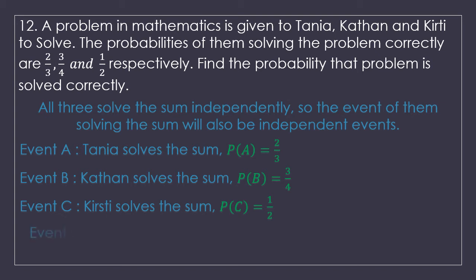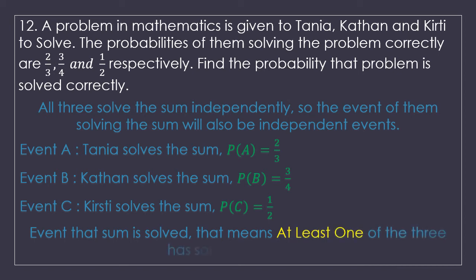Now what we are supposed to calculate is that the sum is solved. It doesn't matter who. That means at least one of the three must have solved the sum. So again we are using the words at least one. At least one means union. But the difference here is this is a union of three events, not just two. It's going to be a long sum.